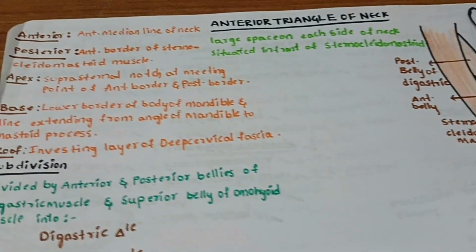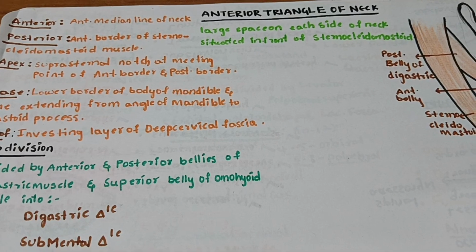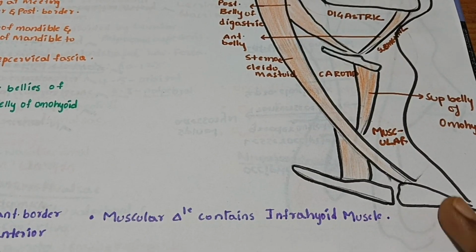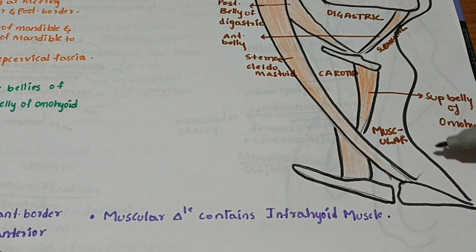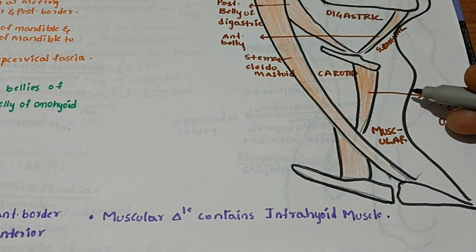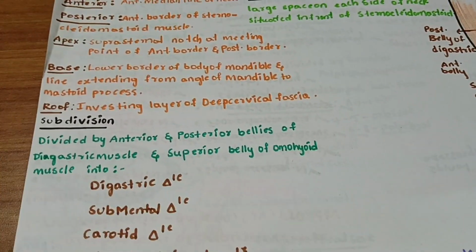Clear? Now, the apex is formed by the suprasternal notch, the point where the anterior and posterior borders meet. This is the sternal notch. The anterior border is made by the anterior median line of the neck, whereas the posterior border is formed by the anterior border of the sternocleidomastoid. The point where these two meet becomes the apex of the anterior triangle of the neck. Now, what is the base?